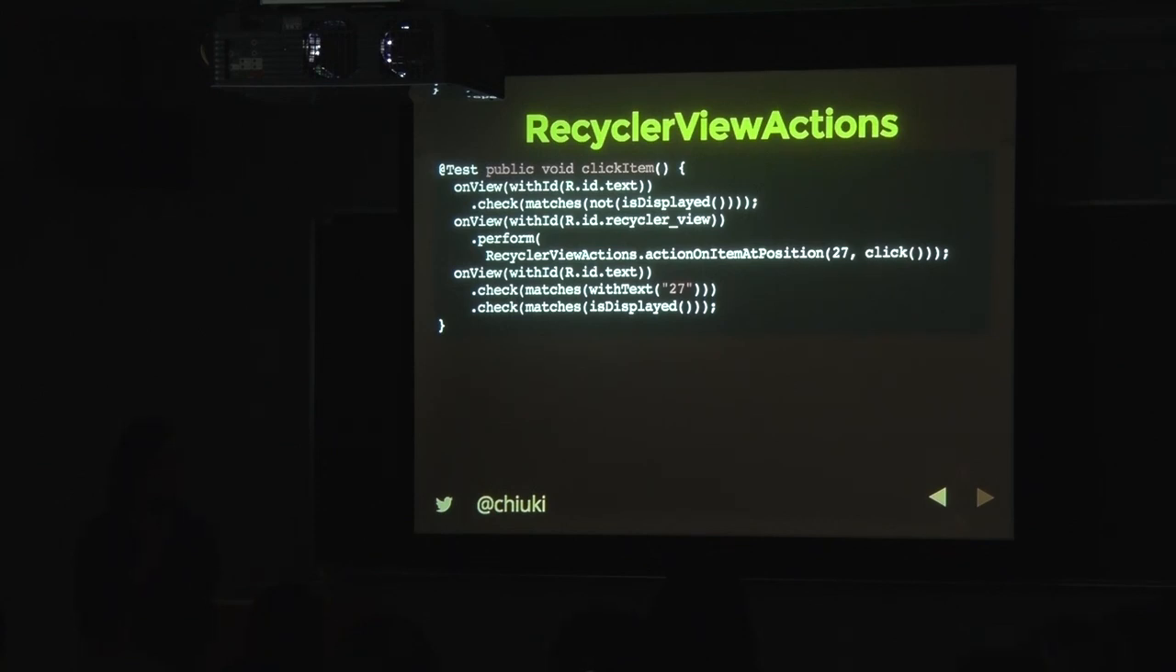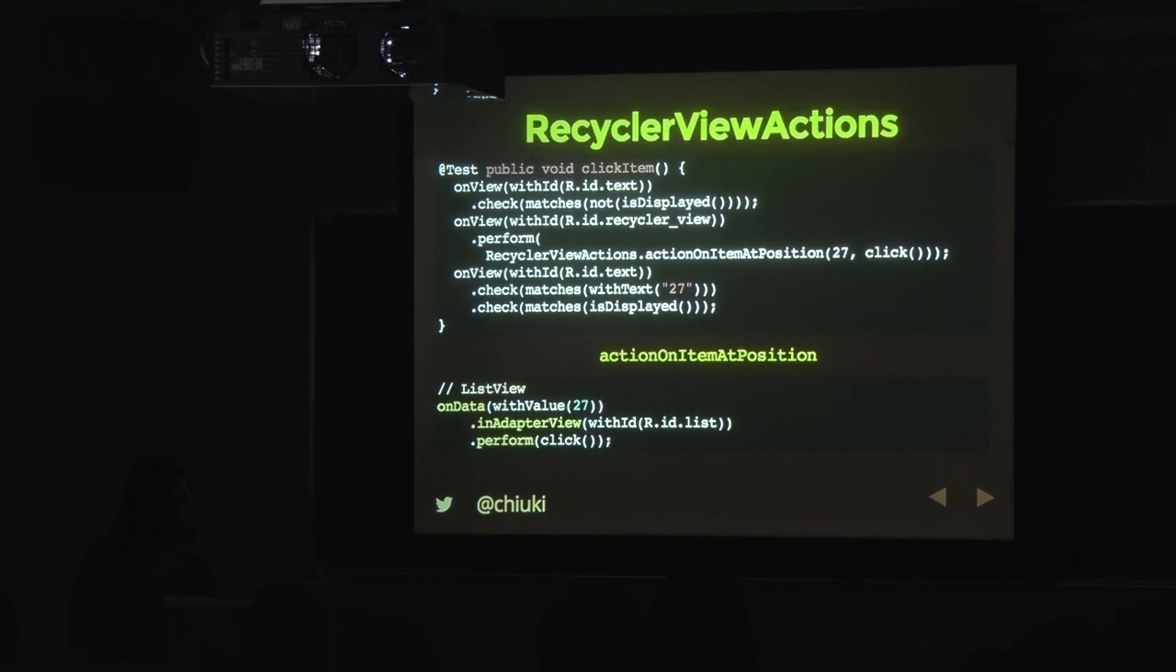If you don't want to use actionOnItemAtPosition, there are other things that are provided by that library. This is just the equivalent of that in list view. So if you don't want to find the item by position, you can also find it by actionOnHolderItem or actionOnItem, and then you can match it with a view. So it's a little bit different from when you are doing it with list view. You have to use this helper library. Again, for more information, you can look at the sample code, and then you can change it and try different things.